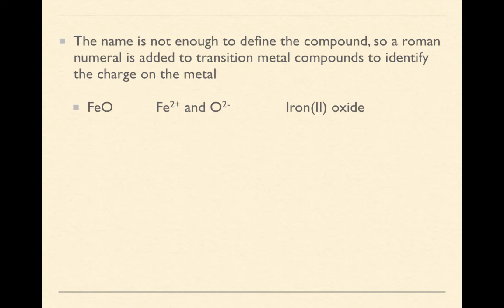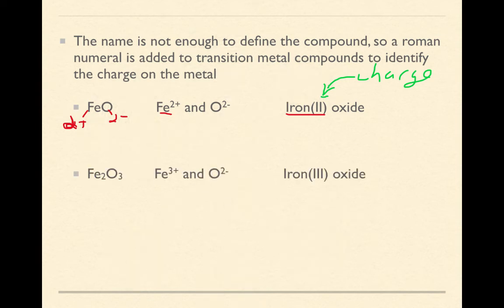I'll change colors here. So O we know is a 2 minus charge. So what do I need to have for the iron to get that to be neutral? Well, here the iron must be a 2 plus charge. So since iron now is a 2 plus, we call that iron 2 oxide. And the one thing that we need to make sure we understand is that 2 there does not indicate the number of irons. It does indicate the charge, not the number of them.